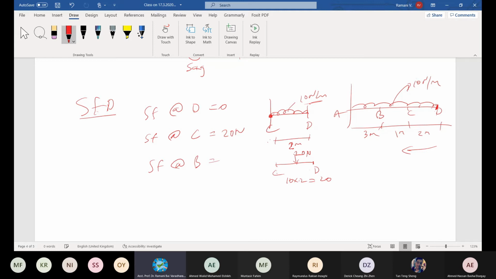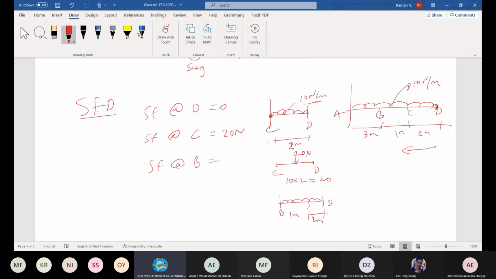Shear force at B will be, take the same section. I leave it, I want this space for drawing. Take the point between, we are calculating at B, right? Until B, because you are going from left to right, D to A. In that case, you have two items there. Number one is 2 meter, and then this is 1 meter. So you need to do for all of them.